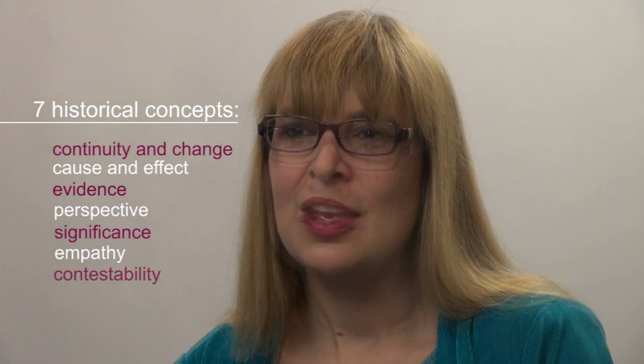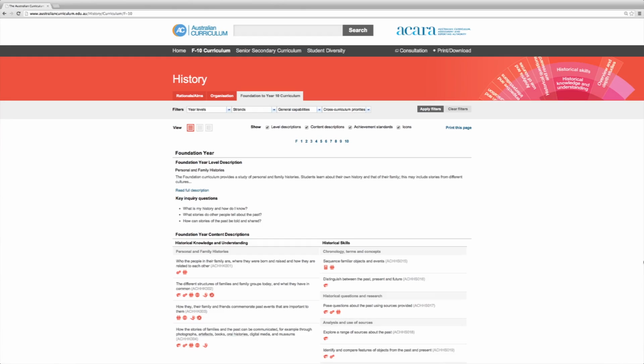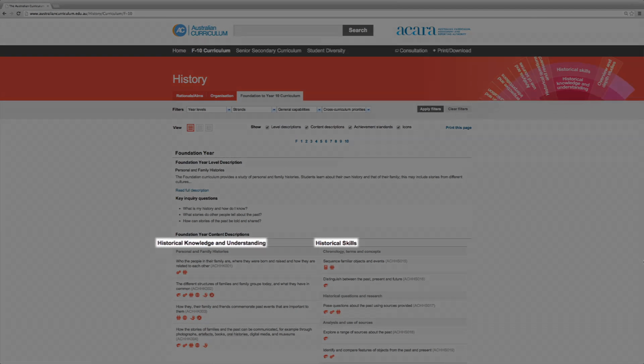We have identified that this essence of history is most strongly emphasised in the curriculum through the 7 historical concepts: continuity and change, cause and effect, evidence, perspective, significance, empathy, and contestability. We might find the essence of history emphasised most strongly in these concepts, but they only become powerful for students when we activate them through the 2 strands of historical knowledge and understandings and historical skills. These concepts really influence the way that we think about the content, and that's what the Bringing It to Life tool, or the BitL, helps us to do.